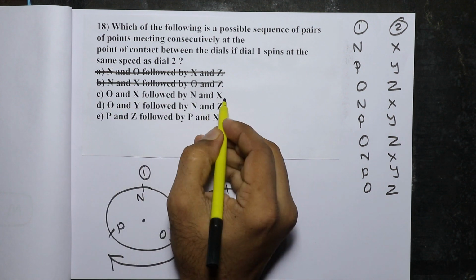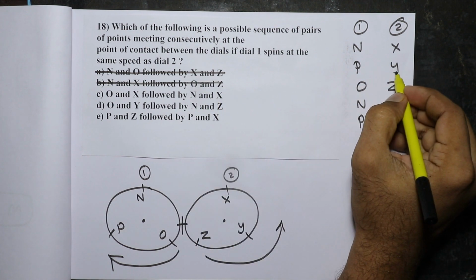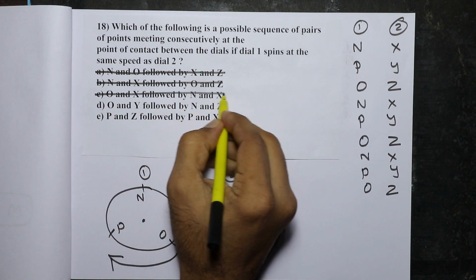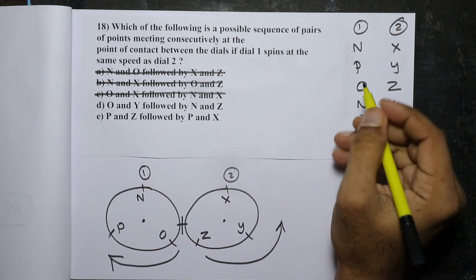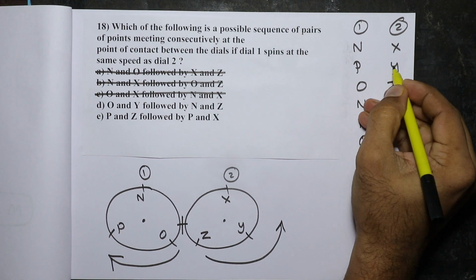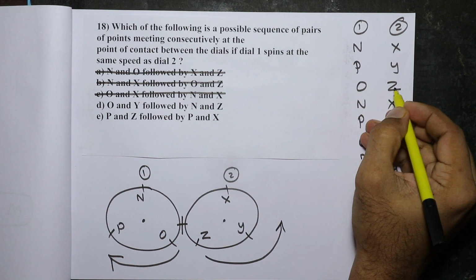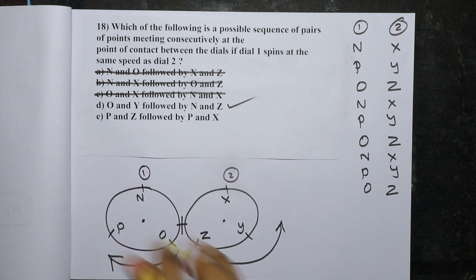OX followed by NX. After X again you cannot have X. After X the next one will be Y. So C is also wrong. OY followed by NZ. That is possible. OY and then the next NZ. So that is the right answer. Hence option D is the right one.